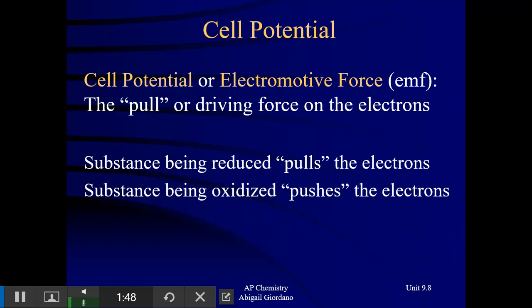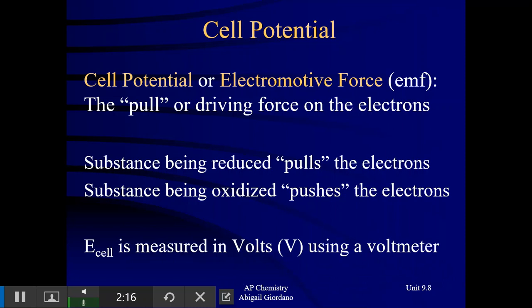But for our purposes, guys, you can think of it that way. Even though it's not really a force, it's the, quote, force that is pulling the electrons through the wire. You can also think of it as a push. The electrons are being pushed through the wire. It really doesn't matter how you think of it. We are going to call it the cell potential, and it is measured in volts, okay?